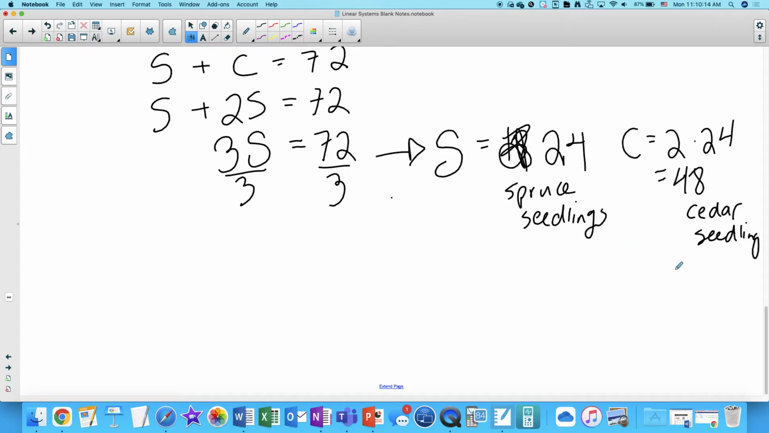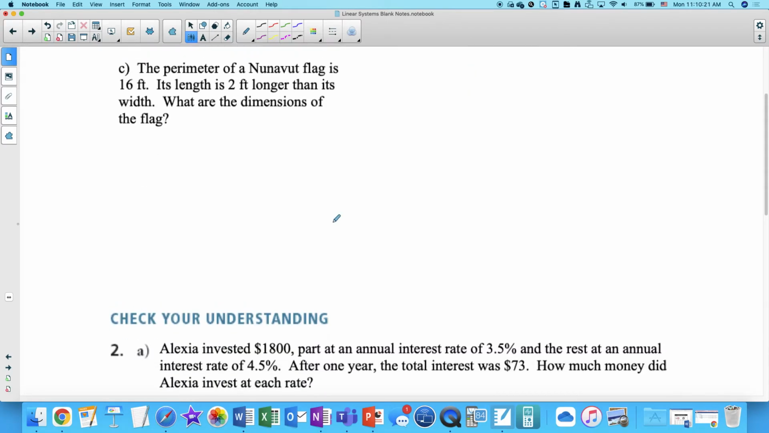Okay, questions with that? All right, so we're going to do one more, and then we'll stop for today. Here's our last one. The perimeter of a Nunavut flag is 16 feet. Its length is 2 feet longer than its width. What are the dimensions of the flag?